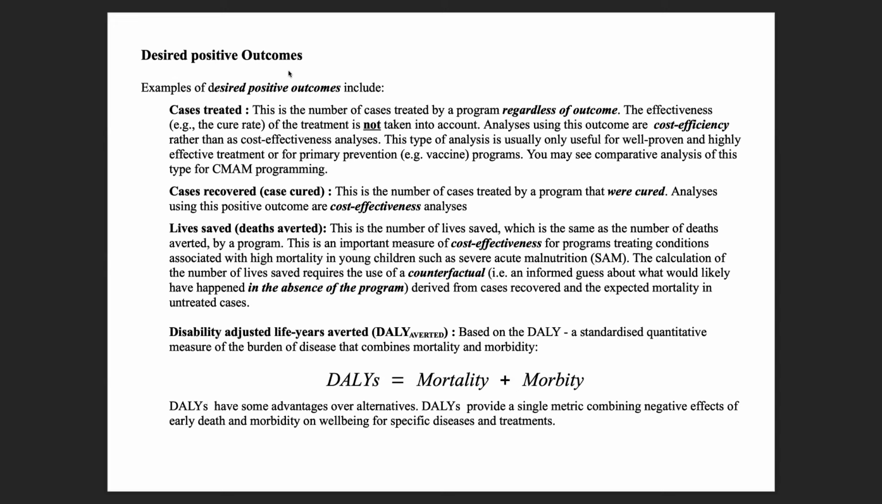Disability adjusted life years, this is DALYs averted. This is based on the DALY, a standardized quantitative measurement of the burden of disease that combines both mortality and morbidity. DALYs have some advantages over other alternatives. They're standardized, they're well defined, they're reasonably well understood, and they're frequently reported. They're a single metric. They combine negative effects of early death and morbidity on well-being for a specific disease or treatment.